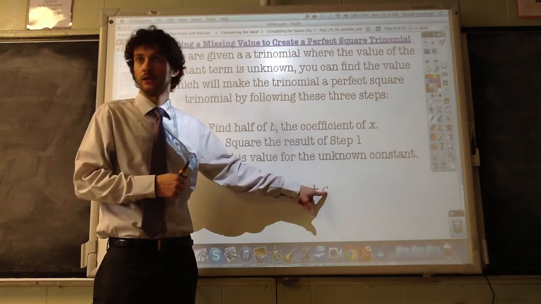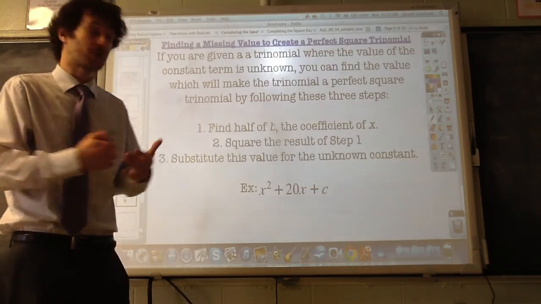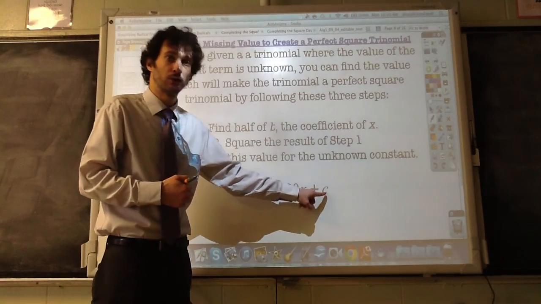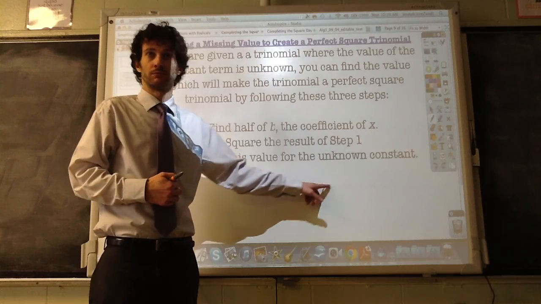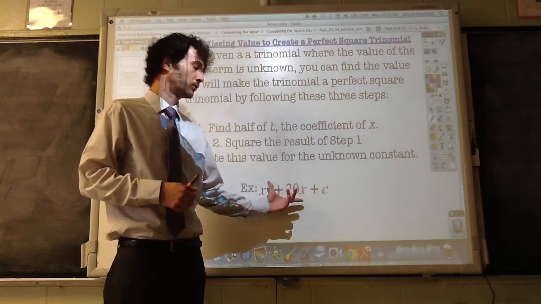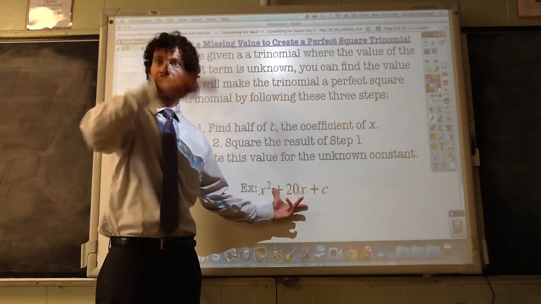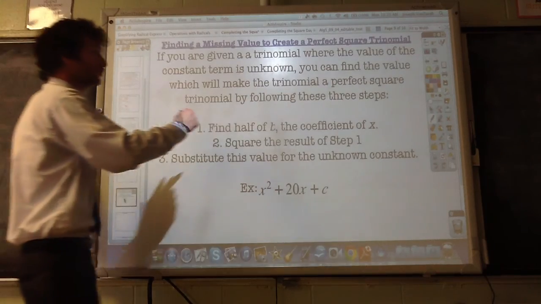Normally I have a number right here, right? And I don't. I have a c. That means on these types of problems, I'm going to want you to find the value of c that will make this into a perfect square trinomial. There is a value of c that I could plug in here where I answered yes to all three of my questions as I was checking, right? So here is the process.